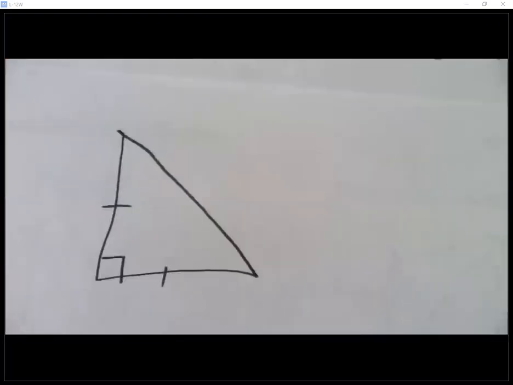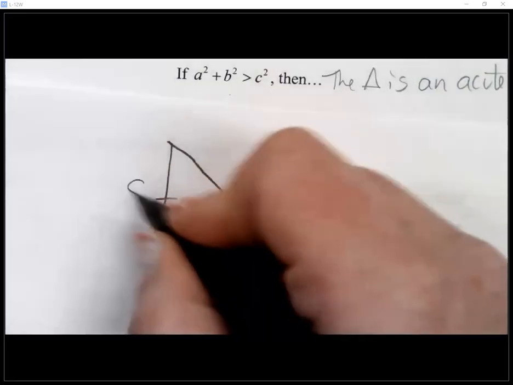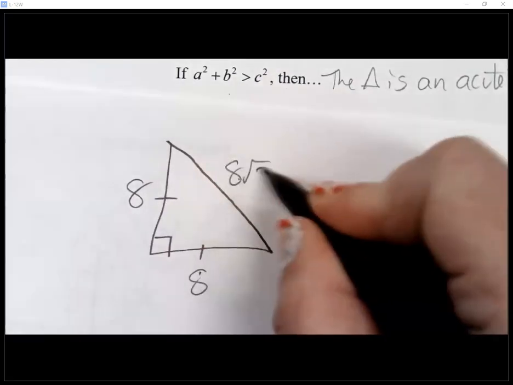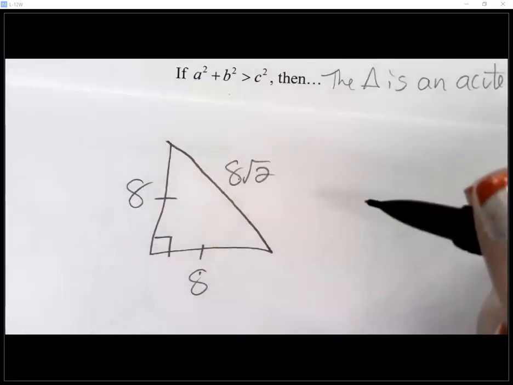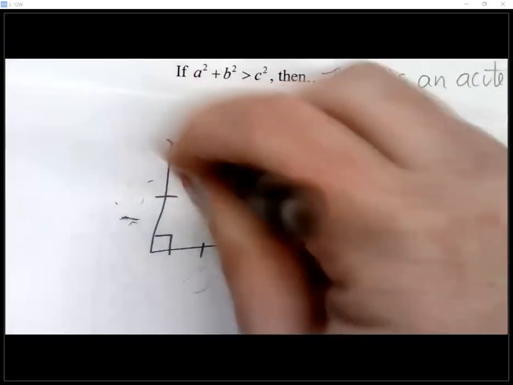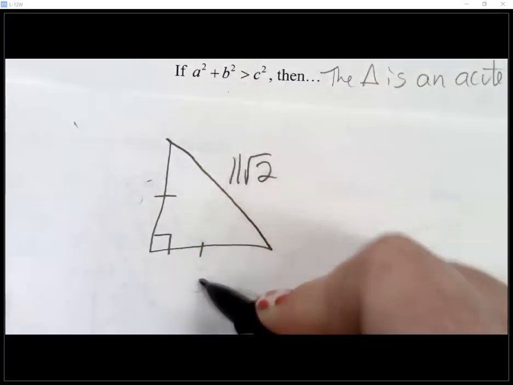So you mean to tell me if I know I have a 45, 45, 90 triangle, which you do know, that's all the markings you need, right? I don't have to mark that they're 45 and 45. So if I told you that this was 8, what's this? 8 root 2. It's just that easy. Well, can I make it harder? Of course I can. What if this were 11 root 2? What's the side? 11.